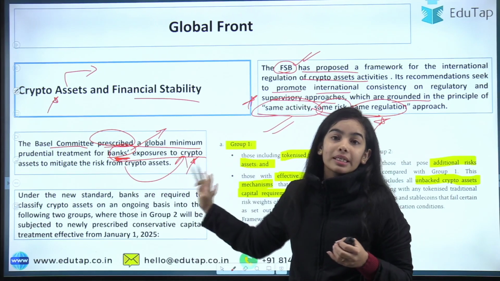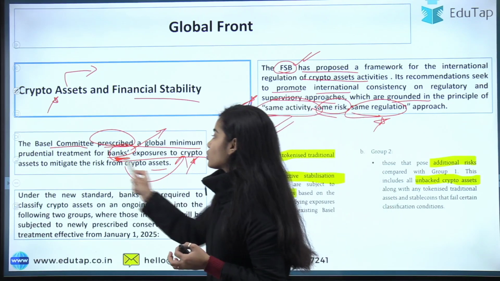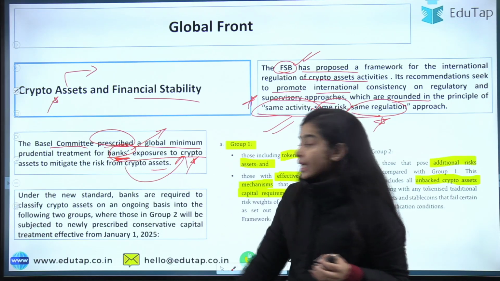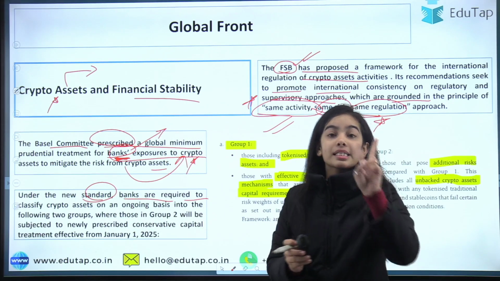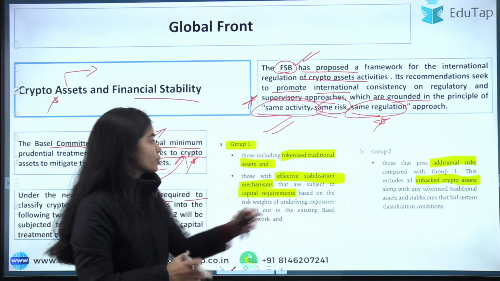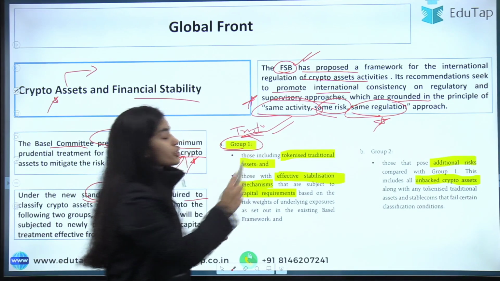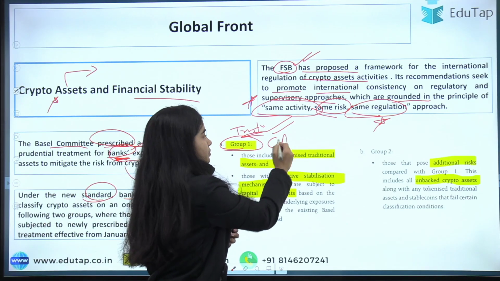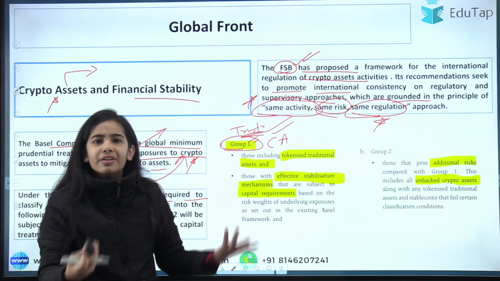So there is much volatility in the crypto asset. To mitigate the risk from crypto assets to the banks, the Basel Committee has said that under the new standard, the banks are required to classify crypto assets into two groups. So these are the two groups. Group one is the trustworthy, which crypto assets we trust. So in this group, the crypto assets are those that we can trust in a way.